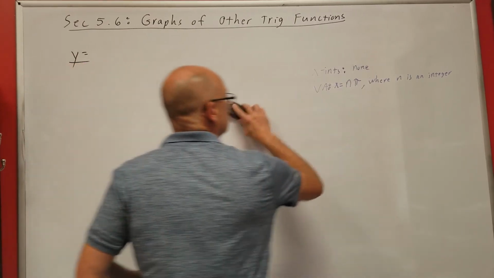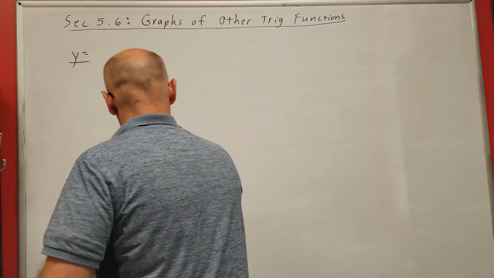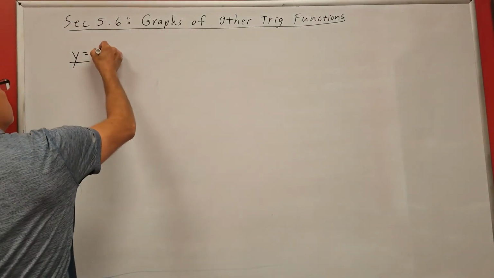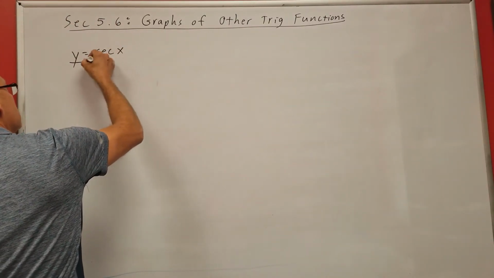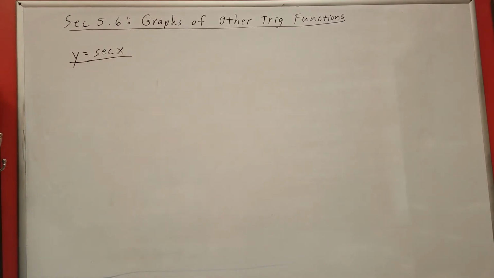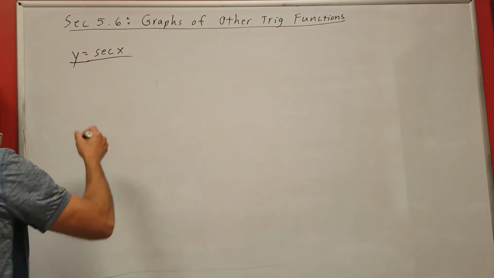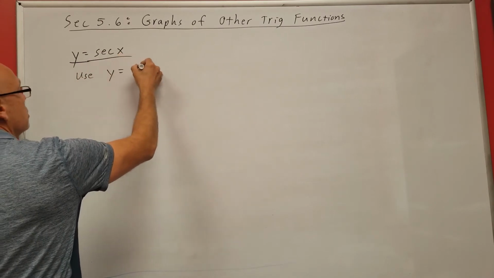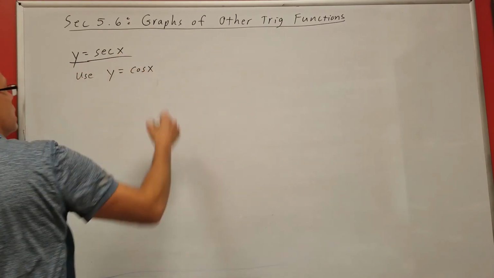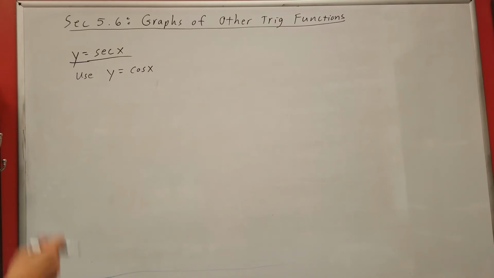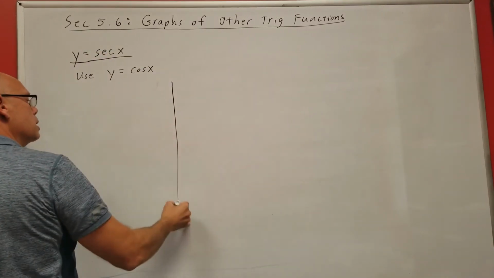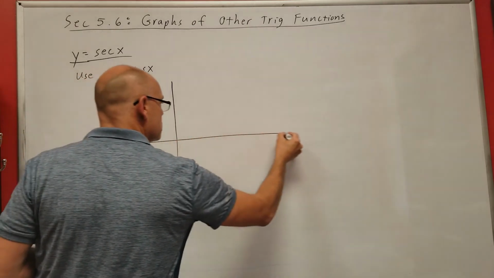Erase all this stuff. Y is equal to secant of x. And this one's going to be very similar to the last one. Okay, we're going to use its reciprocal function to draw this. Y is equal to cosine of x. Let's draw the cosine of x with dashed lines. Now, what does that thing look like again, the cosine of x?